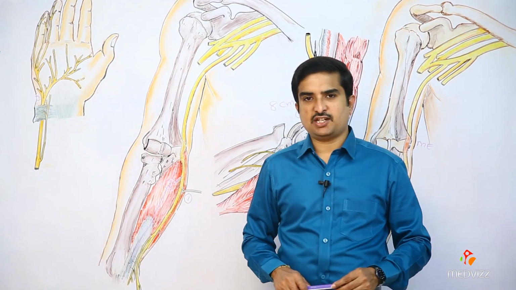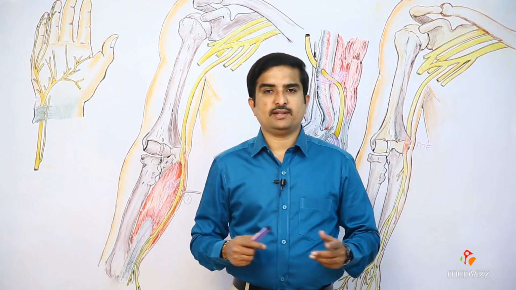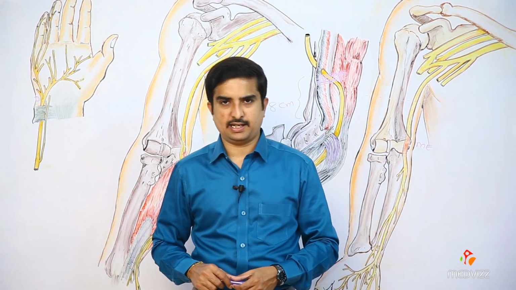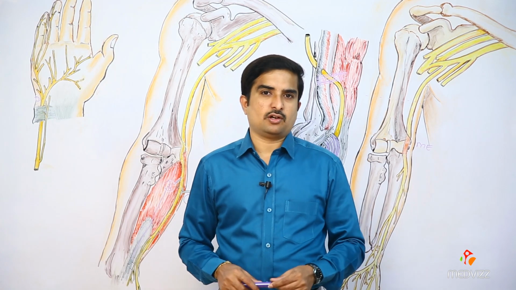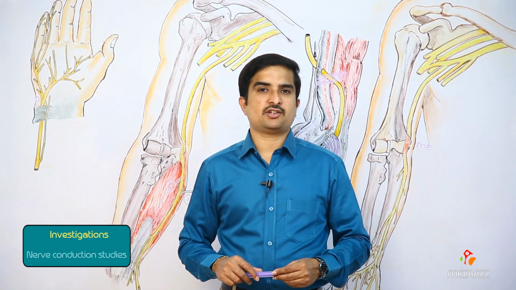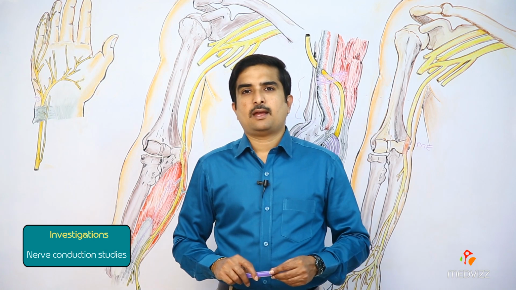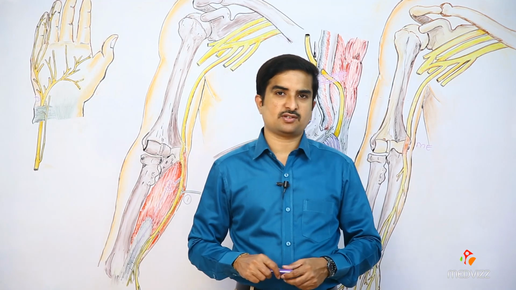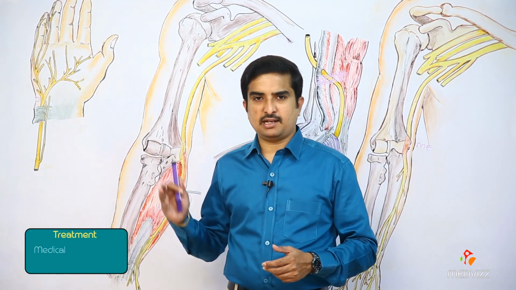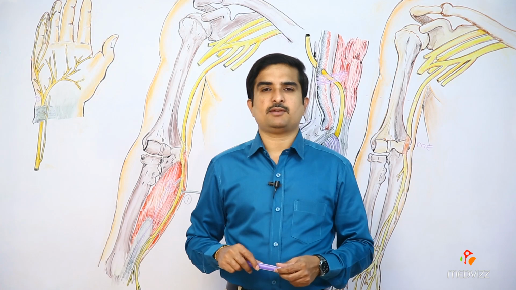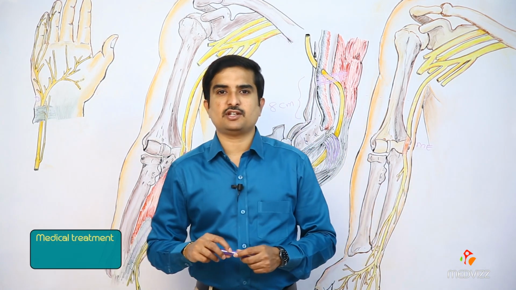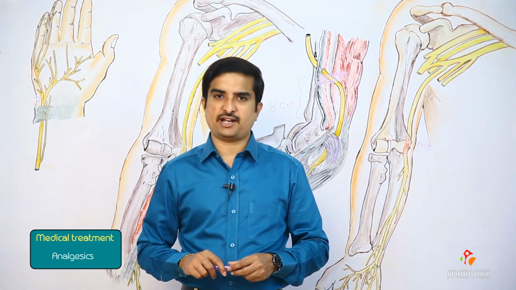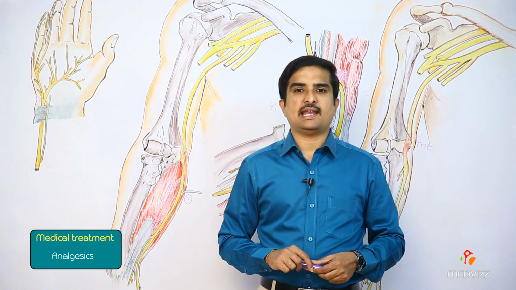Now, what are the investigations performed when there is an injury of the nerve mainly at the wrist causing ulnar claw hand, right? Investigations or nerve conduction studies are performed, and after nerve conduction studies, depending upon the severity of the injury, treatment options are available. The treatment options are medical and surgical. What is the medical treatment? Analgesics are used if the nerve lesion is associated with a fracture. Otherwise, we are not using any analgesics.